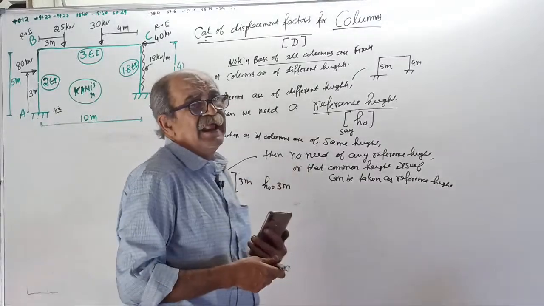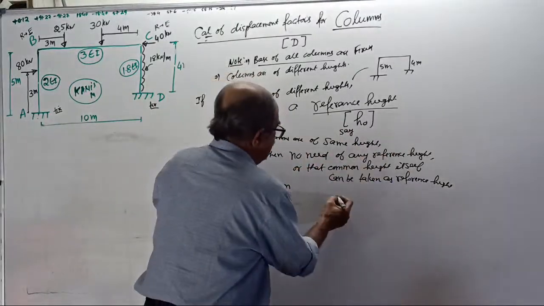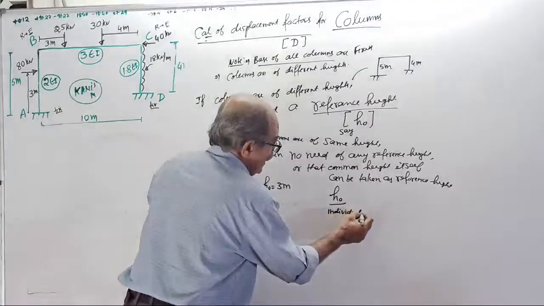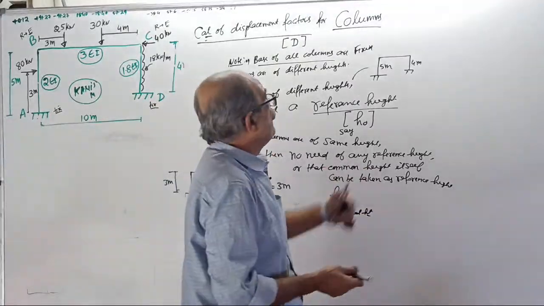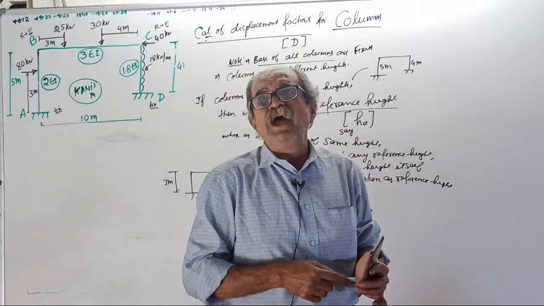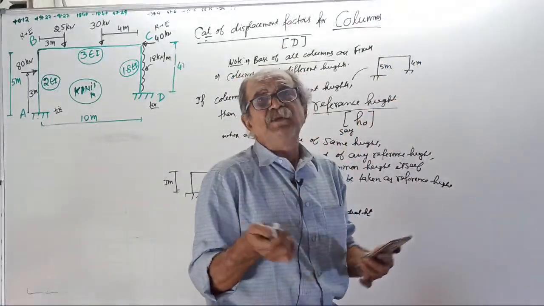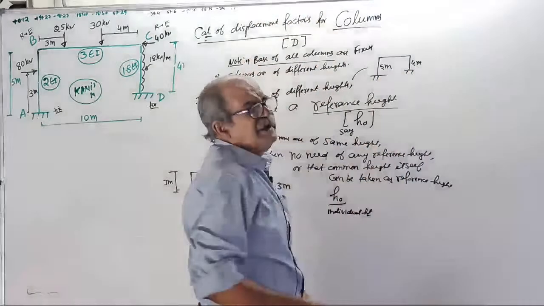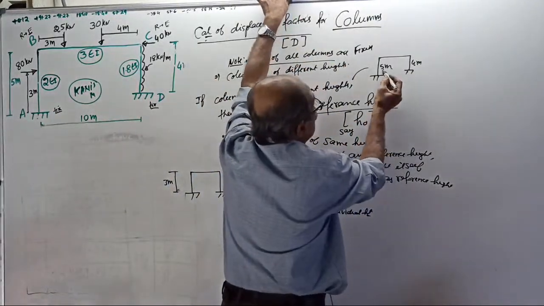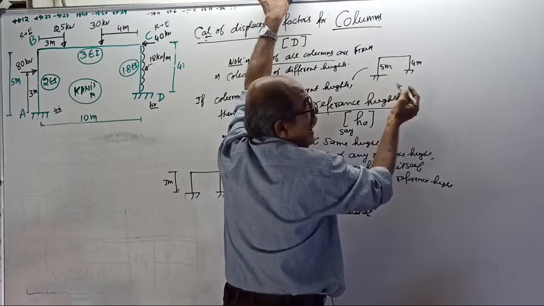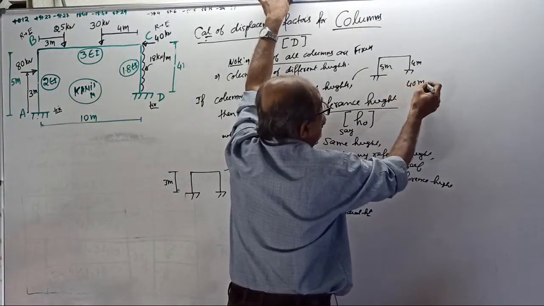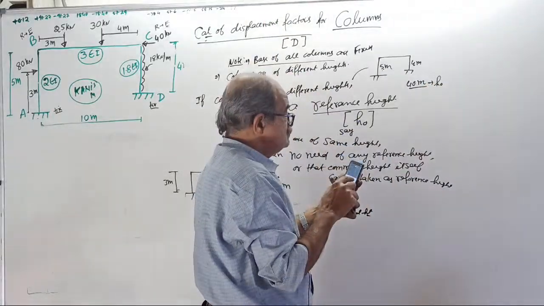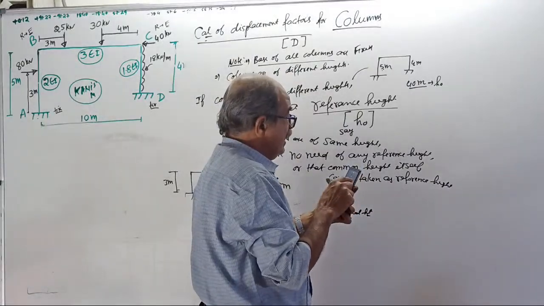Now, little later, you are going to divide the reference height by individual height. If the columns are of different height, when you divide by individual height, the two columns will have different values. Suppose I take reference height for 5 meter and 4 meter columns. You can take any value. I am going to take 40 meter. I will tell you why later.